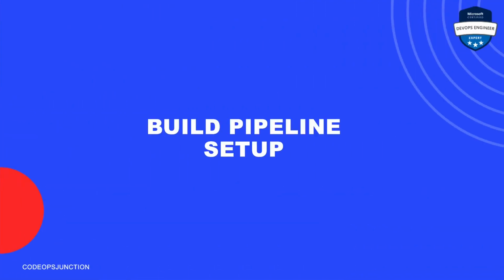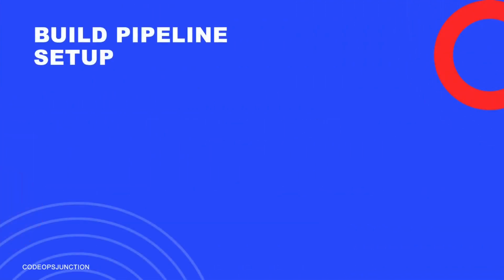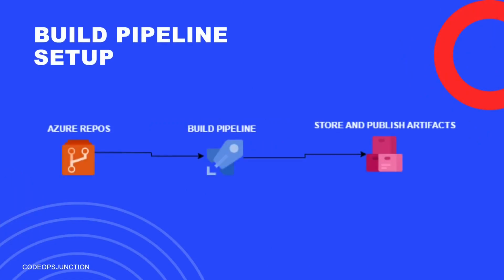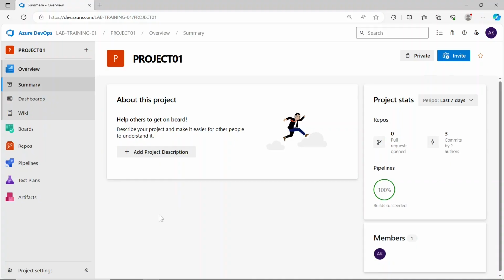Now we will see a build pipeline setup. This is the structure of how we are going to set up our build pipeline. First we will push our code to Azure Repos. Second we will check out our code from Azure Repos to the build pipeline. And third we will store and publish artifacts. So stay tuned. Now I am on my Azure DevOps project 1. I will create a new repo and try to push my code from my local system to Azure Repos. I will provide the code on my GitHub link, so you can go and clone that repo.